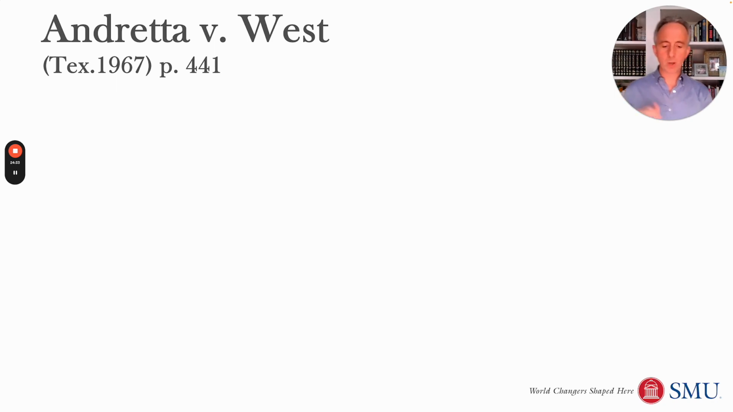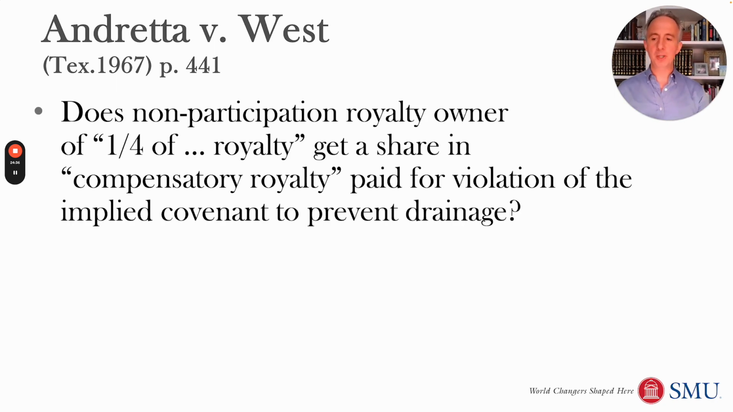Another question that shows up with these non-participating royalty interest holders: what if, again, we have a non-participating royalty owner? Again, they own a fraction of royalty, like in that Harris versus Smith case. So in Andretta versus West, a Texas case from 1967, the non-participating royalty interest holder had 1/4 of royalty. So the question is, if the landowner was paid damages for the oil and gas company's failure to respect the implied covenant to prevent drainage.